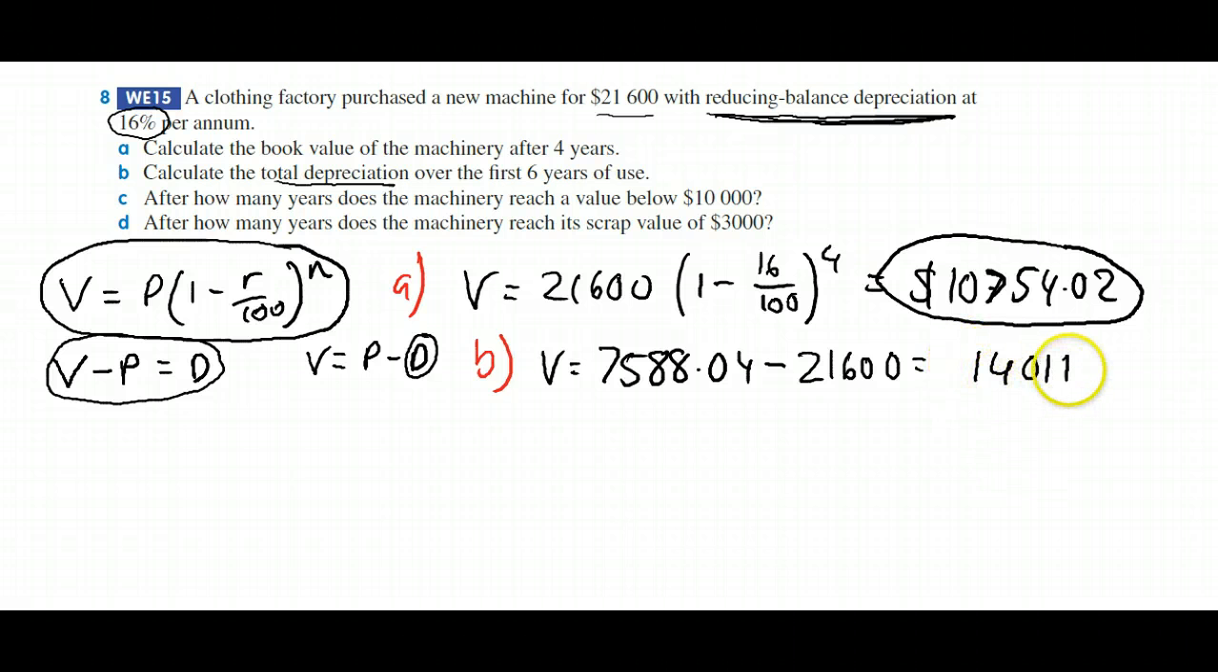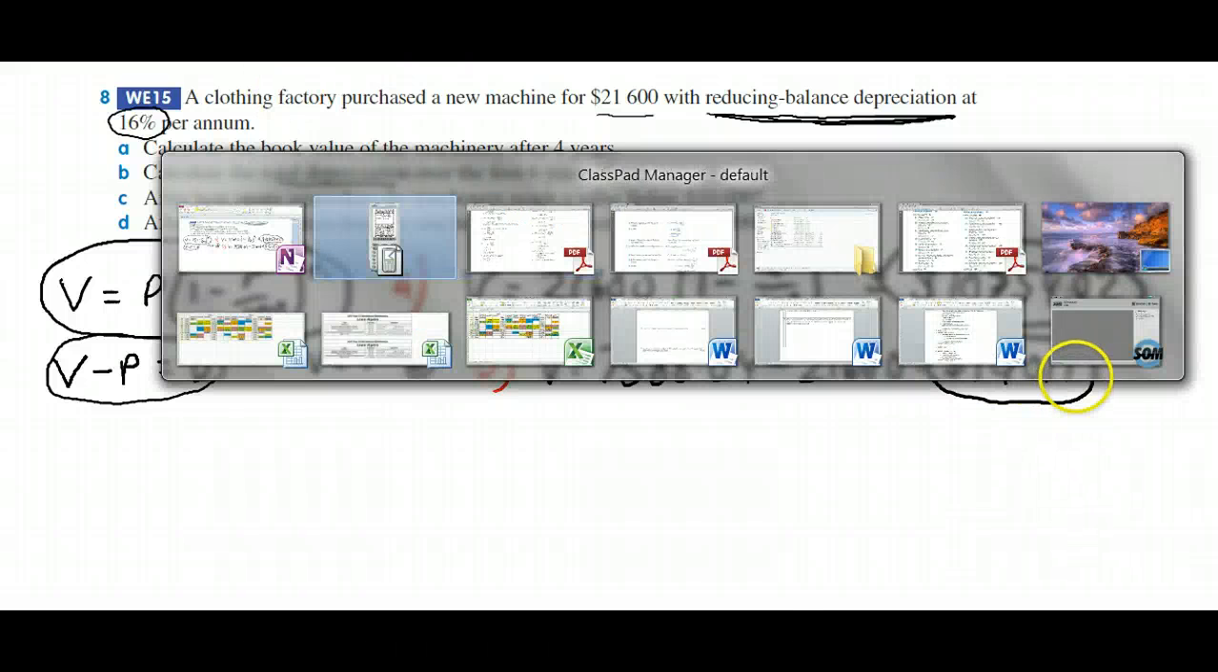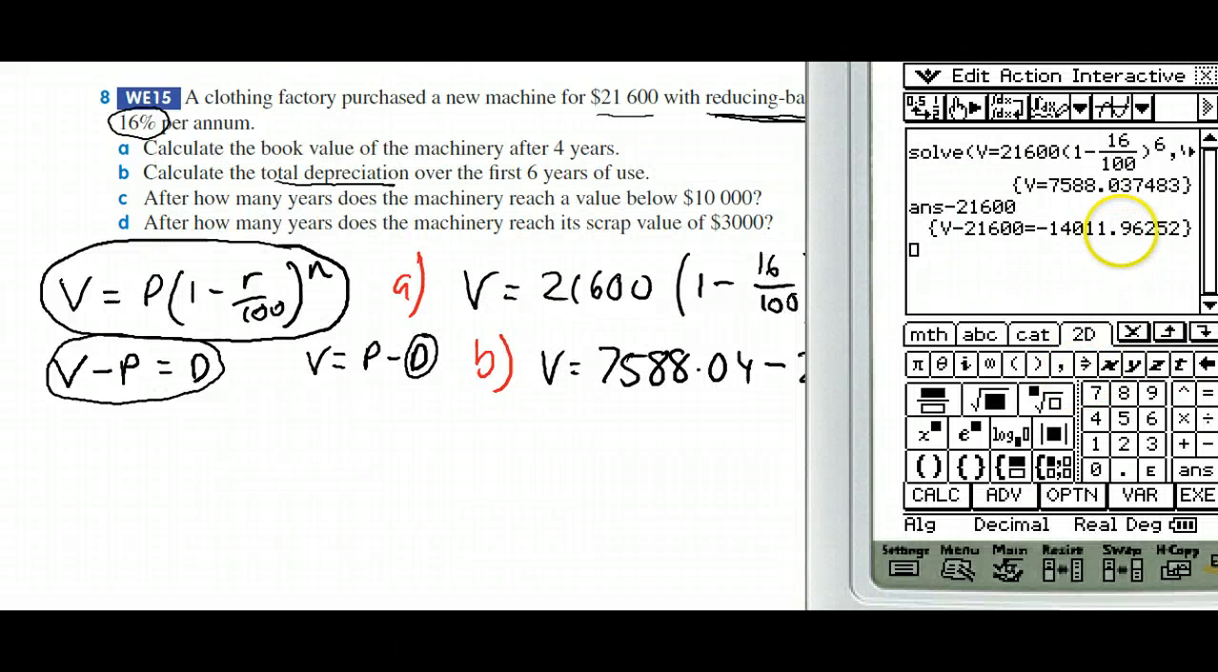We don't need to write the negative because we know it's depreciation. So that's the depreciation of the first 6 years of use. Okay, but actually if we check the answer again, we notice that the cents actually bring us closer to $12 at the end than 11, so we should round this up to 12 here.